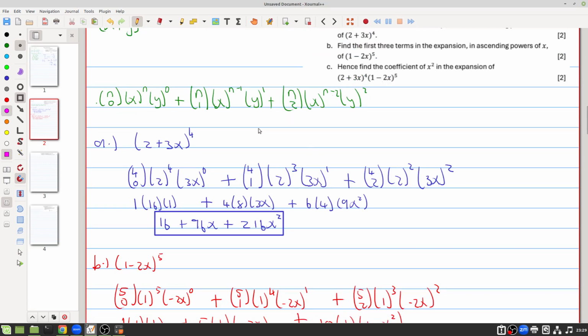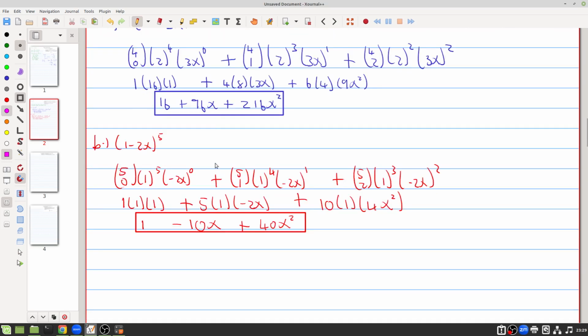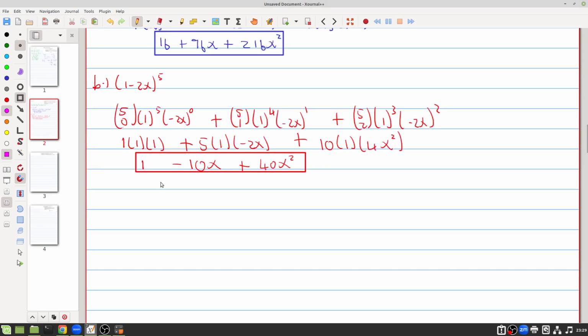Okay, so now we're just multiplying the previous 2 together, and we only need the first 3 terms of each. So I'm just going to write them out. Whoa, forgot to undo the triangle thing, or rectangle thing. So for question C, now I'm just going to write it like this. 16 plus 96x, plus 216x squared, times 1 minus 10x plus 40x squared.